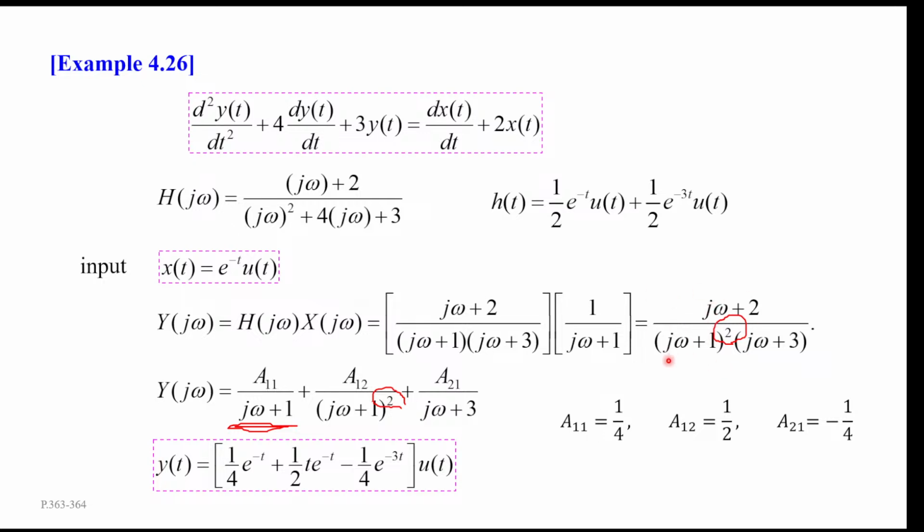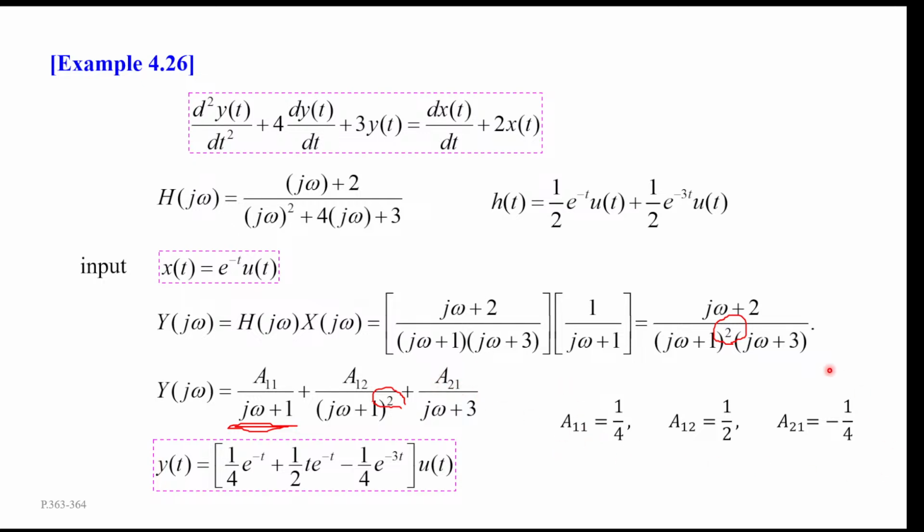If you have higher order, then this is even more complicated. So if you have a third order root here, then you will have a first order term, second order term, and a third order term here. The more order of your root, the more terms you get in your partial fraction expansion. Anyway, all the partial fractions related to this j omega plus 1 squared times j omega plus 3 are those 3 terms, and the coefficients we call a11, a12, and a21.